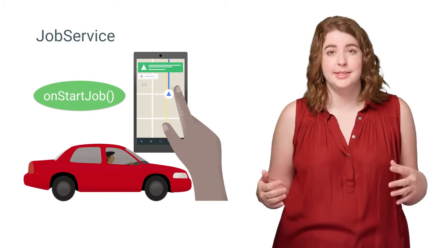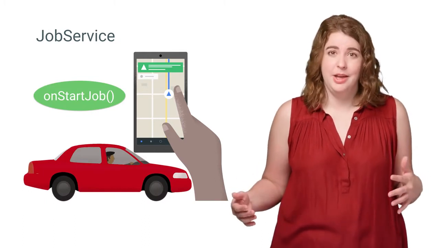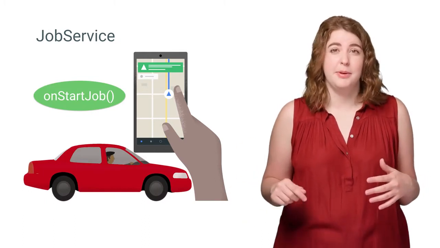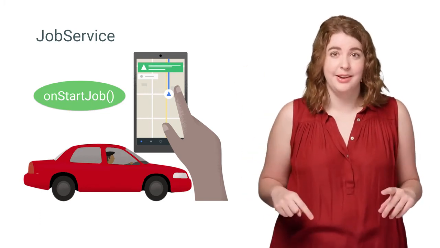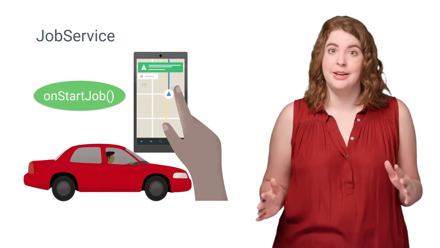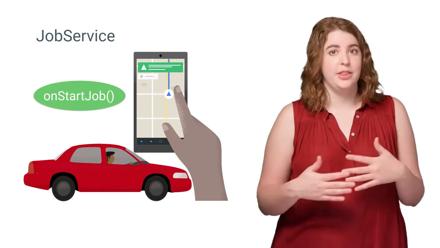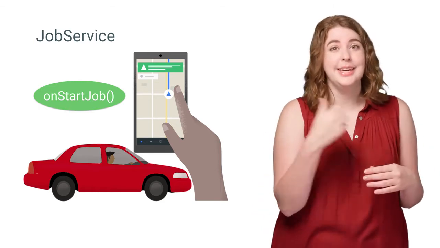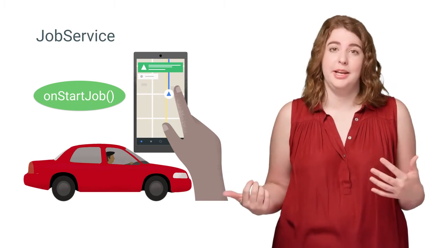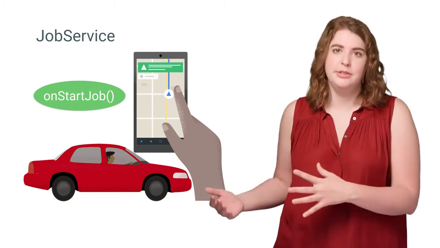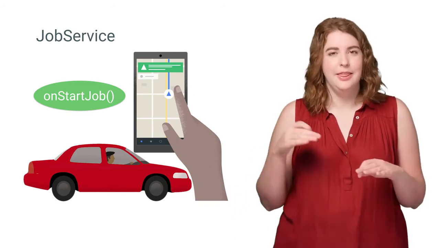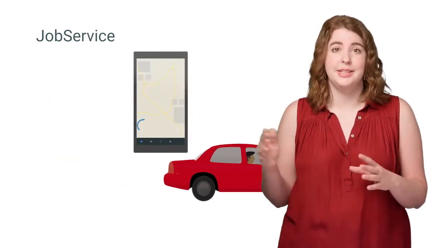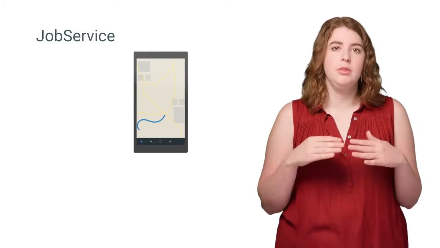onStartJob is called by the system when it is time for your job to execute. This is where the one tricky part about JobScheduler exists. Your JobService runs on the main thread. That's right, the main thread. So use onStartJob to either perform simple work or to kick off a background thread for complicated work. And if you do kick off something else, you'll need to return true. But if you're done with everything, go ahead and return false. This will let the system know whether your job has any ongoing work still.